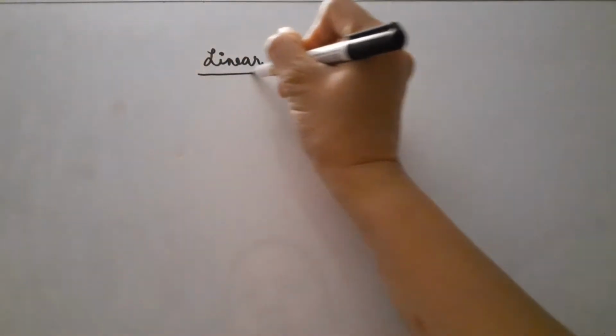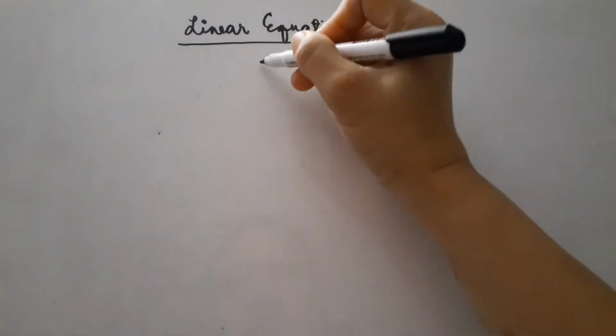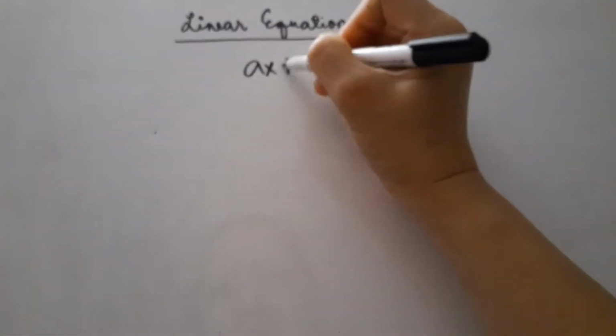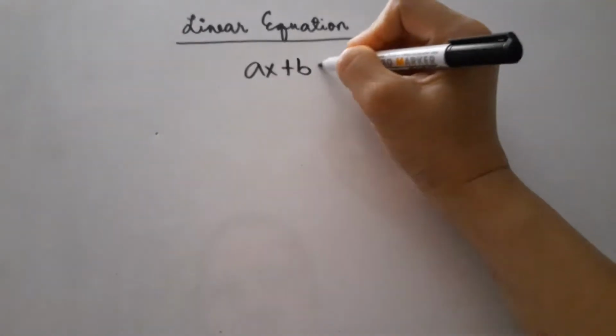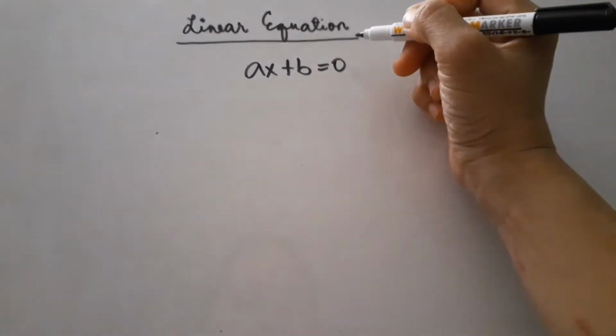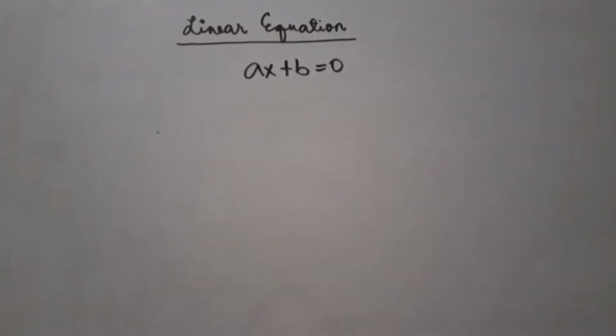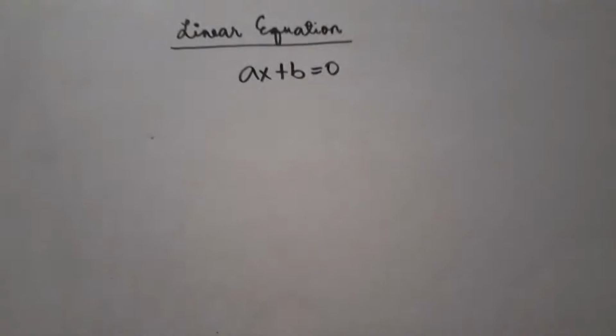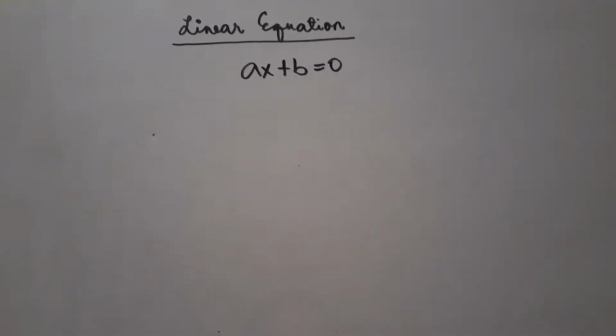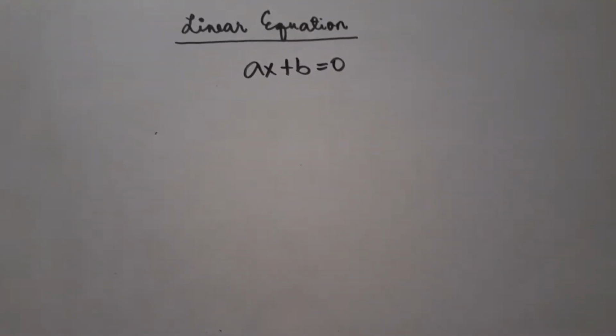Hello everyone, our lesson for today is all about linear equations. When we say linear equations in the standard form, we have ax + b = 0, where a is not equal to 0. And let's have an example before we have an exercise. Let's see.